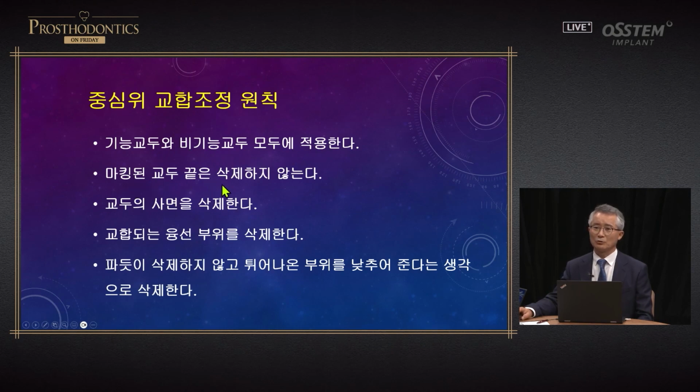This needs to be applied to all working and non-working cusps, and the tip of the marked cusp should not be removed. We need to remove the bevel of the cusp and the ridge of the cusp where occlusion occurs. Adjustments should be done not as if digging, but we need to think of it as lowering what is protruding out.